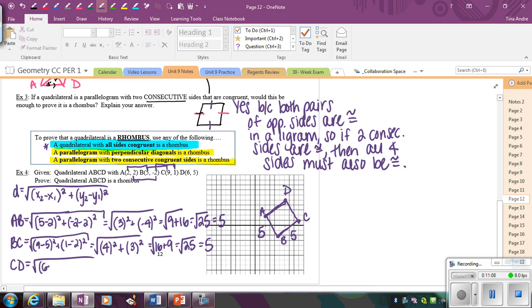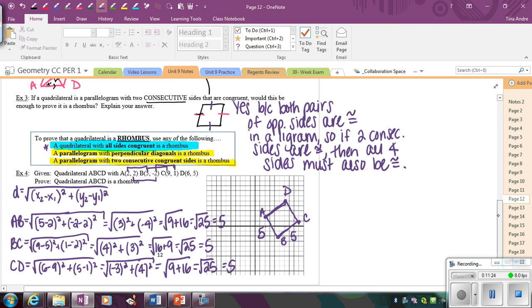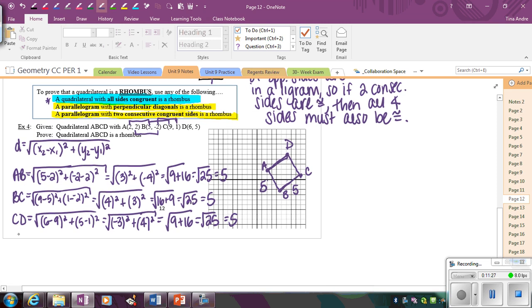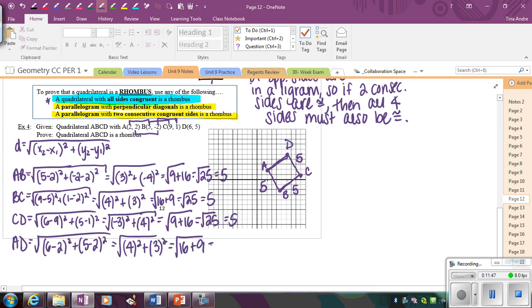So I have 6 minus 9, 5 minus 1. So I'm getting negative 3 squared plus 4 squared. So 9 plus 16, again, square root of 25, so I get 5. And then we'll finish up with the last one here. So I have 5, and then over here I need to find AD. So 6 minus 2, 5 minus 2. So again, I have 4 and I have 3. Squaring those is going to give me the same numbers. So I get square root of 25, which reduces down to 5. So therefore, all 4 sides are congruent, making this a rhombus.